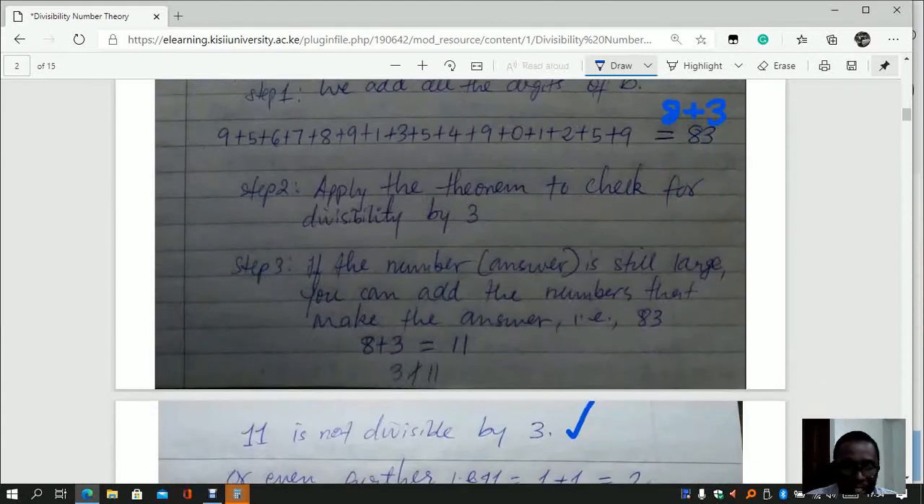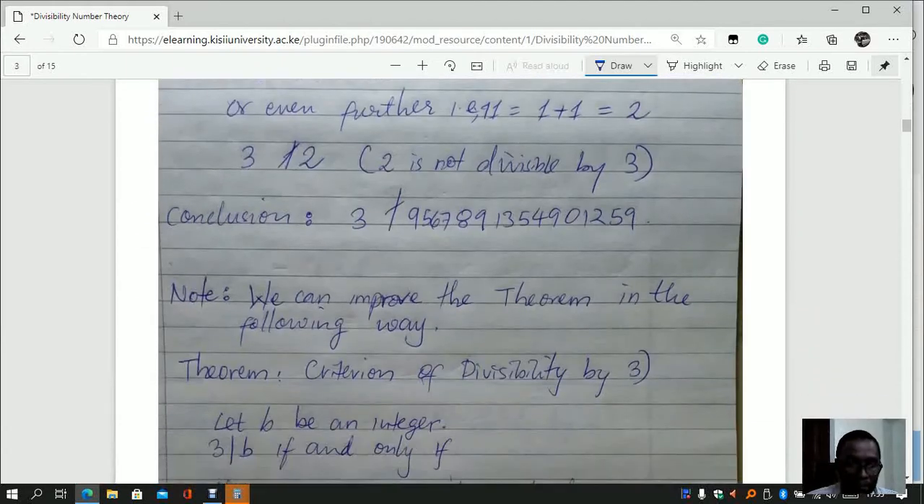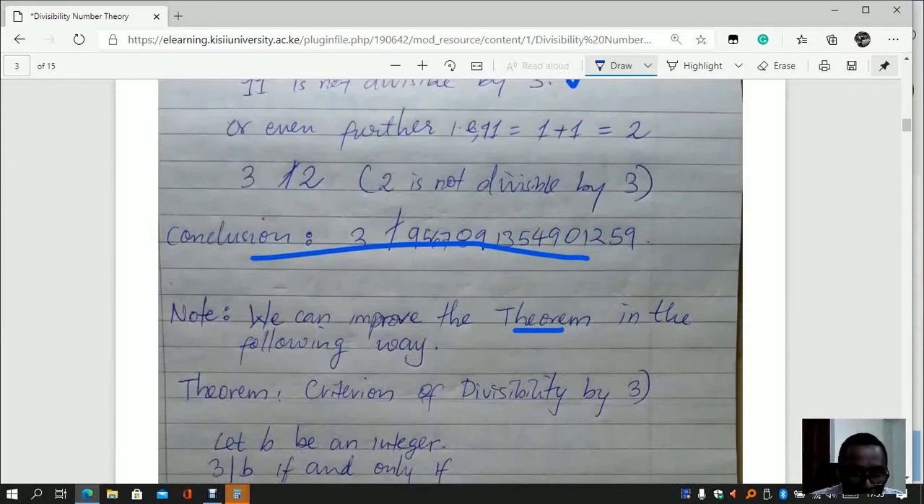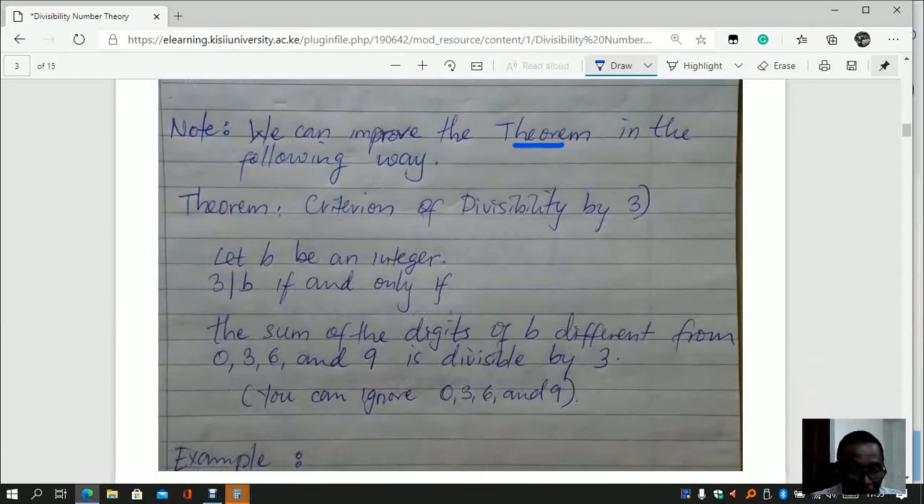So we further improve this criterion. Now this is the conclusion. We further improve this theorem by saying that instead of adding all these numbers, if there are any multiples of 3 in this number, they can be cancelled out and the remaining numbers added. How? That can be done by doing this. For example, if this is the number, we will cancel the 9, 6, 9, 3, 9, and 9, and then add the rest. If you get a sum divisible by 3, then you know that.